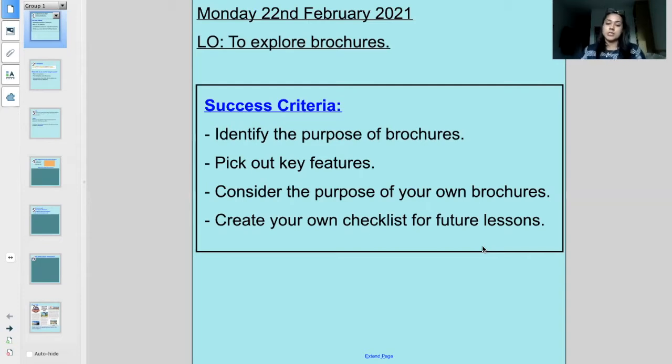So what I'd like you to do is to get a blank piece of paper, could be any kind of piece of paper, and make sure that you have brochures checklist written at the top. And during this lesson and also future lessons, what I'd like you to do is add to this list. Okay, so this will be your key features list for your checklist.